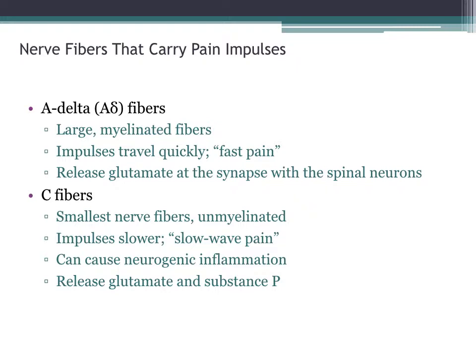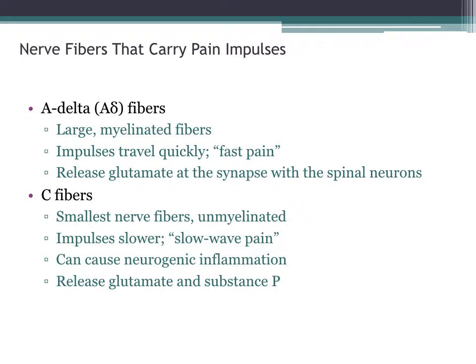The alpha delta fibers are large myelinated fibers, and impulses travel very quickly through them. They are fast pain impulses. They release glutamate at the synapses with the spinal neurons, and that has a lot to do with why you perceive this as being painful.